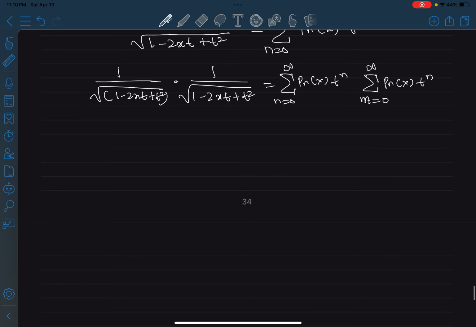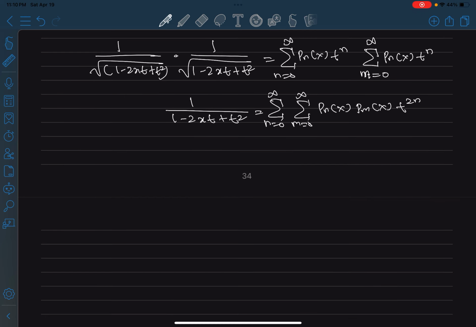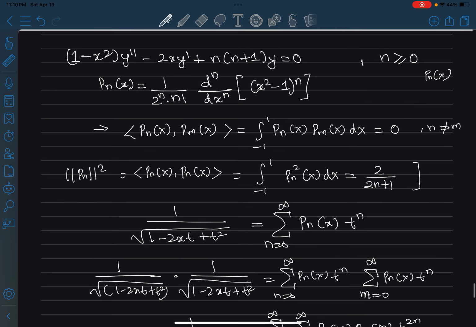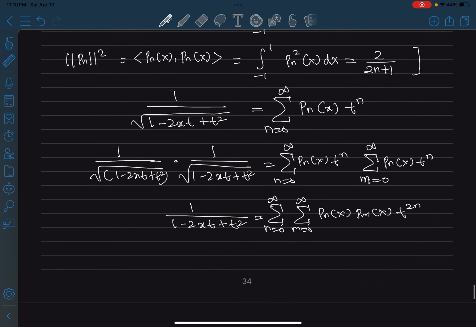So now this gives us 1 by 1 minus 2xt plus t square is just the sum from n equals 0 to infinity, sum from m equals 0 to infinity of Pn of x, Pm of x, t to the power n plus m, right? Now we'll just take the integral of both sides from -1 to 1, because we want to make use of the special properties of Legendre polynomials. For different indices, these are just orthogonal. We want to make use of that.